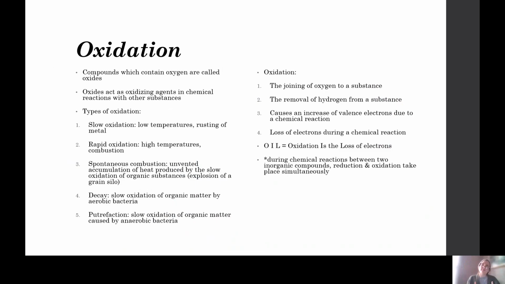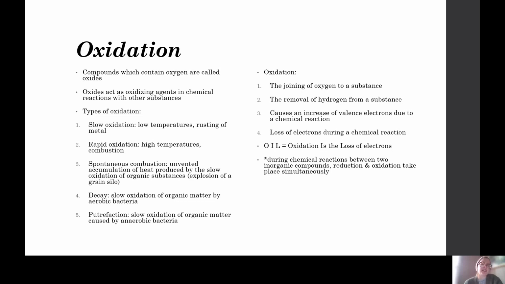So we talked about reduction, which involves hydrogen. Now we'll talk about oxidation. Oxidation is when a compound occurs that contains oxygen and another element, and they're called oxides. Oxides act as oxidizing agents in chemical reactions with other substances, and there are 5 different types of oxidation. There's slow oxidation, which is exactly what it sounds like. It's slow. It occurs at low temperatures. An example of this would be the rusting of metal.